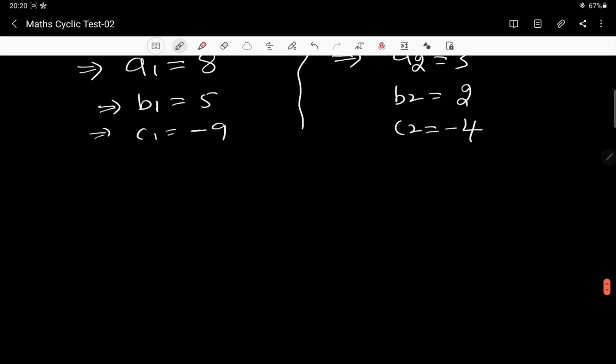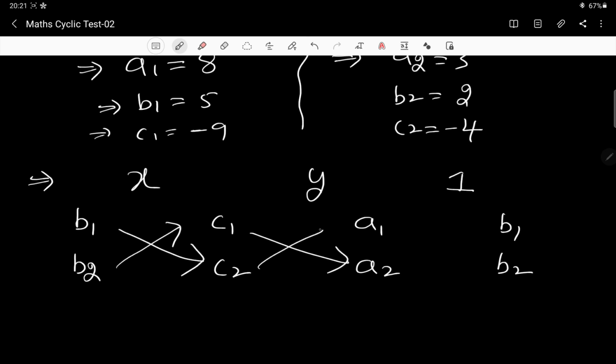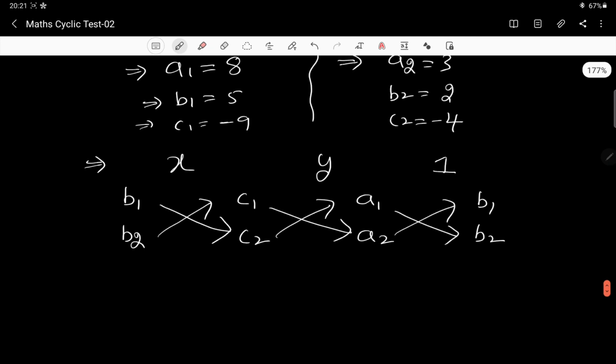Once you have got this, you have the standard cross multiplication method. That is x, and here you are going to write y, and here it is 1. So it starts from b1, c1, a1, b1. Here it is b2, c2, a2 and b2. So you are going to multiply like this, with all the minus steps. I'm going to fill all these values, dear children, and once I have filled them, I'm going to do the calculation.